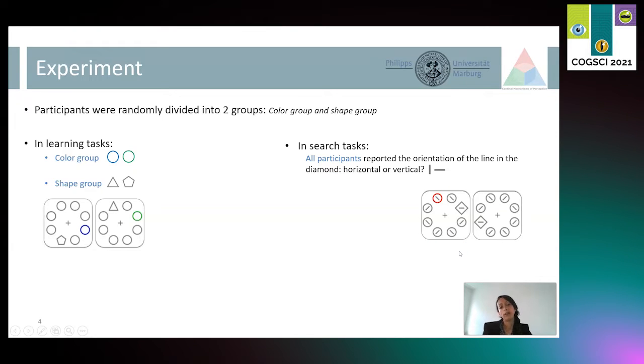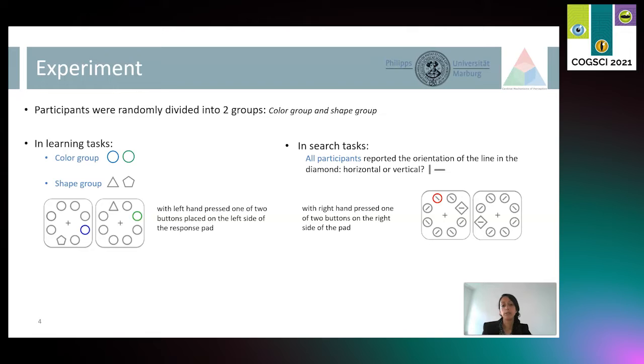Participants were randomly divided into two groups, color group and shape group. In learning tasks, participants in the color group had to categorize the color singleton, blue versus green, and participants in the shape group had to respond to the shape singleton, triangle versus pentagon. Participants with the left hand pressed one of two buttons placed on the left side of the response pad. In search tasks, all participants reported the orientation of the line in the diamond, horizontal or vertical.